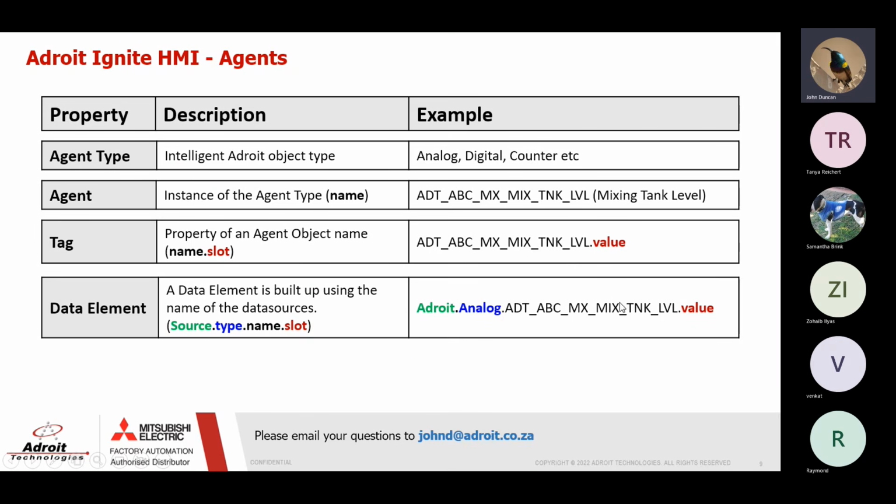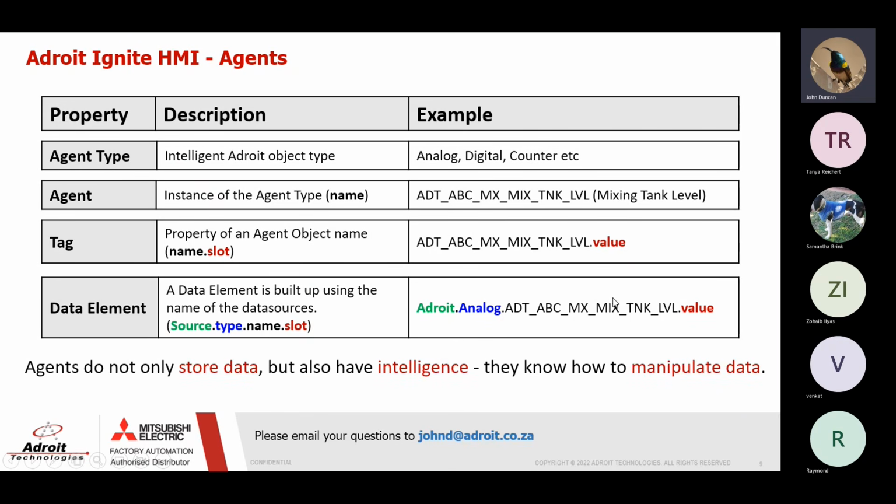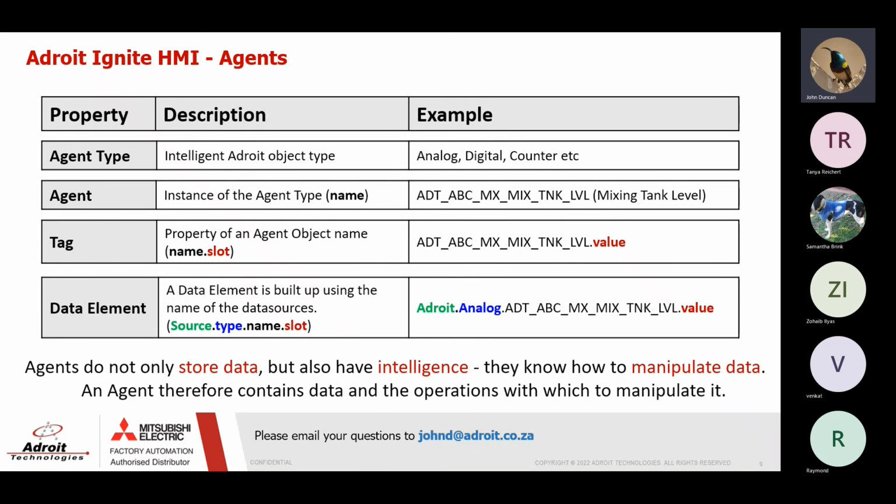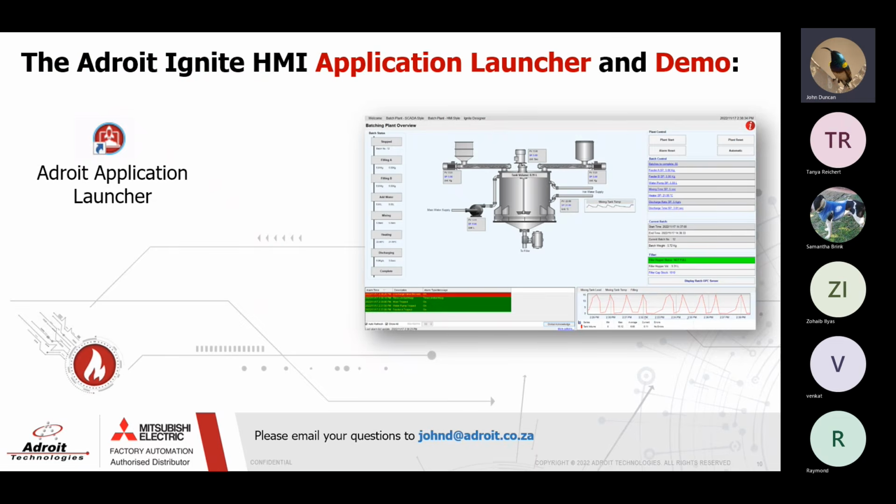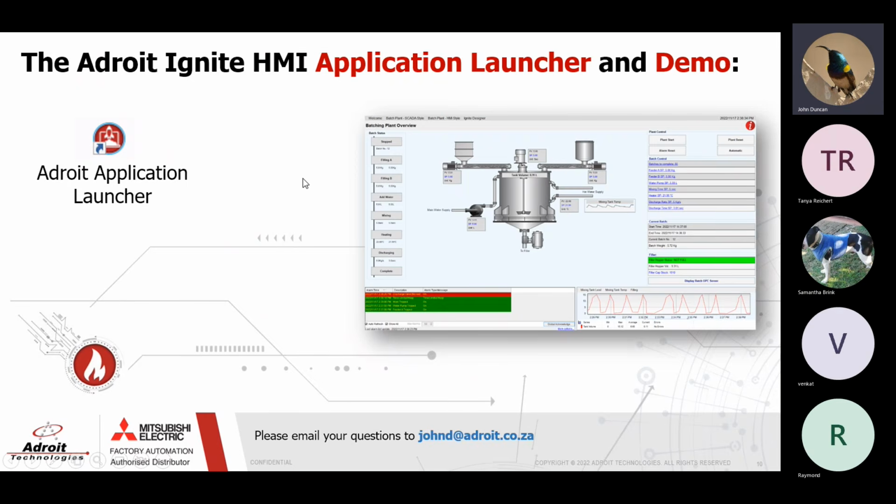Okay, so in summary, agents do not only store data, but they have intelligence. They know how to manipulate data. In other words, an agent therefore contains data and the operations with which to manipulate it. So it is an intelligent tag. It's an intelligent device. So having had a brief overview, let's show you how to actually launch the product.